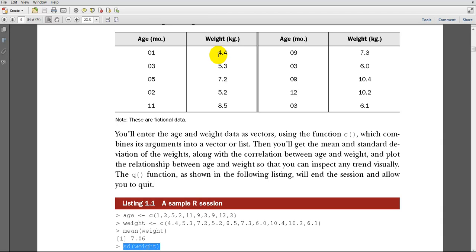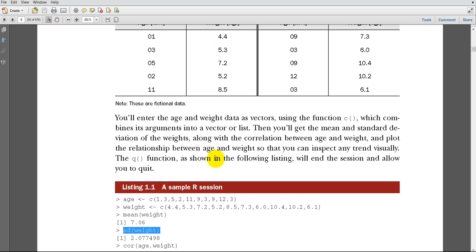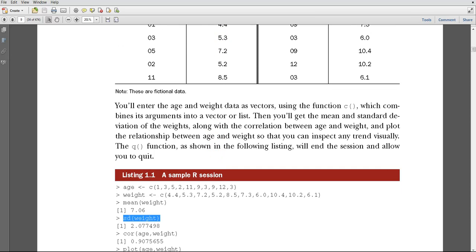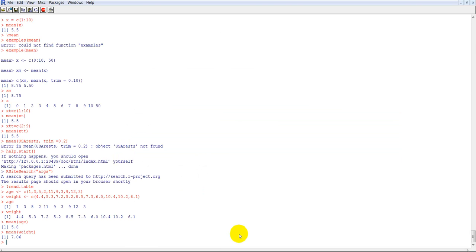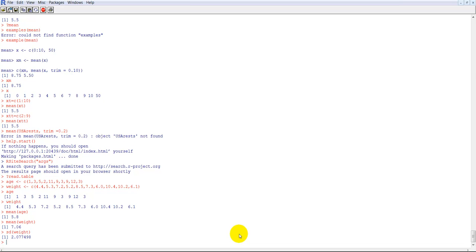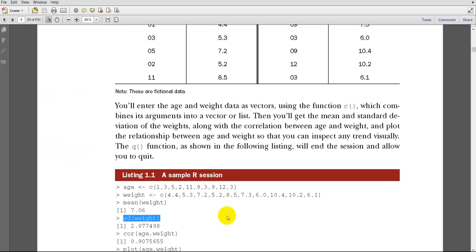Standard deviation measures the variation also, but in a different way. So check the standard deviation of the weight, just to see if you can do it, even if you don't know exactly what it means. The standard deviation turns out to be about 2. Okay, you can do that.